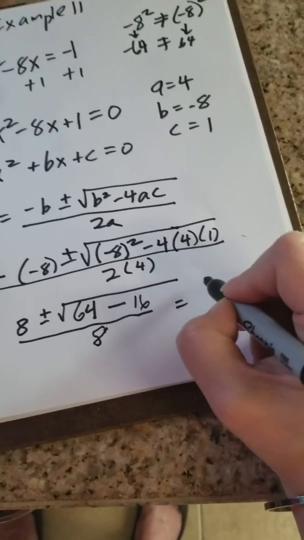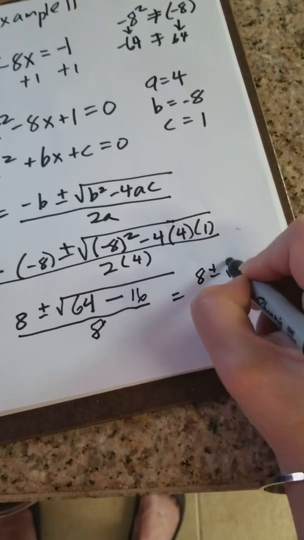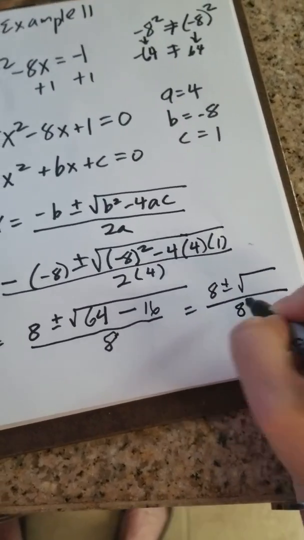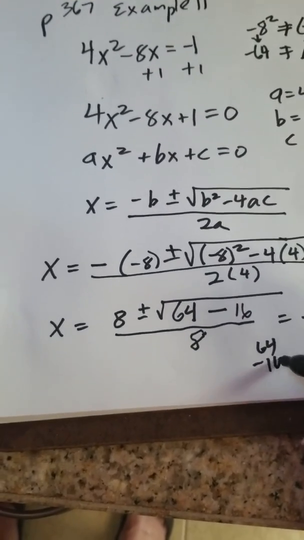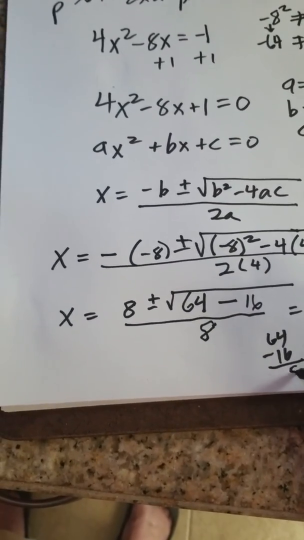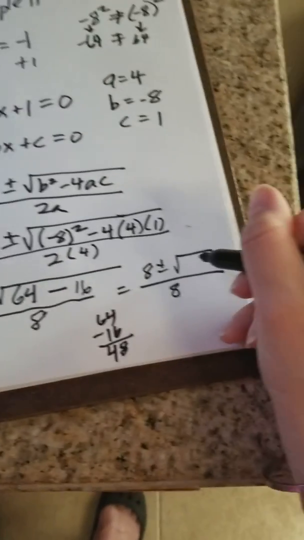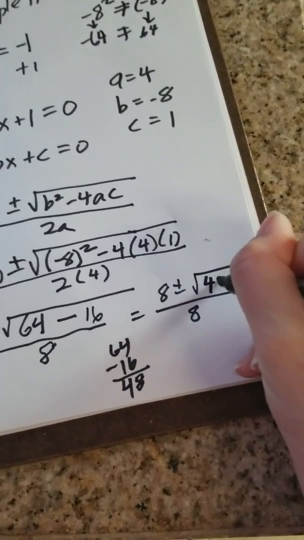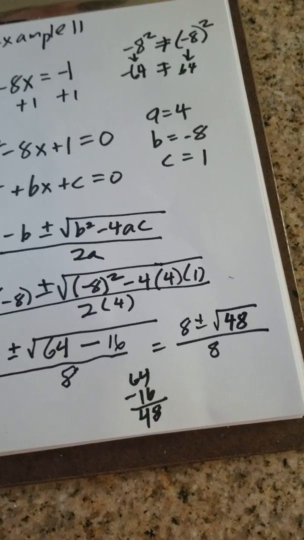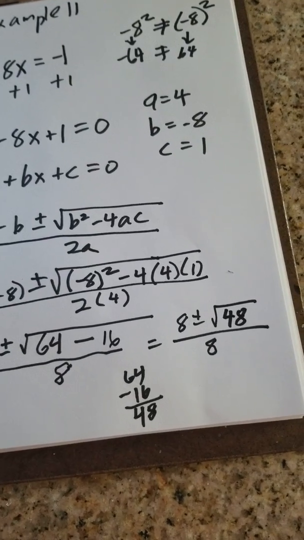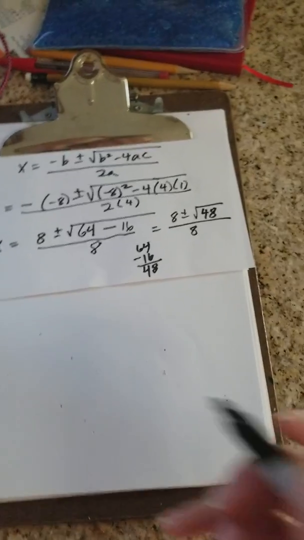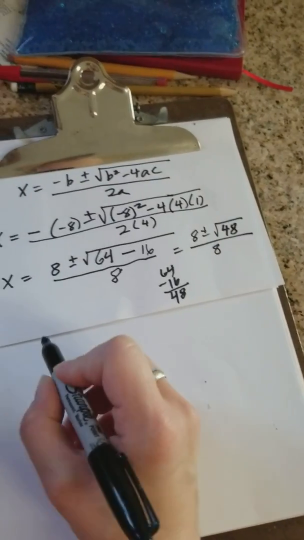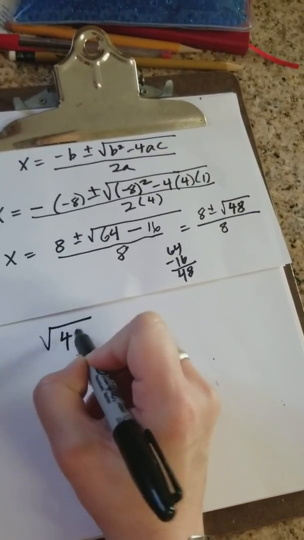All right, so now we have 8 plus or minus the square root, all over 8. 64 minus 16, I want to say that's 48. Looks like that is the case. So our discriminant is 48. We'll break that down. All right. We'll do a little sidebar here with that square root of 48.